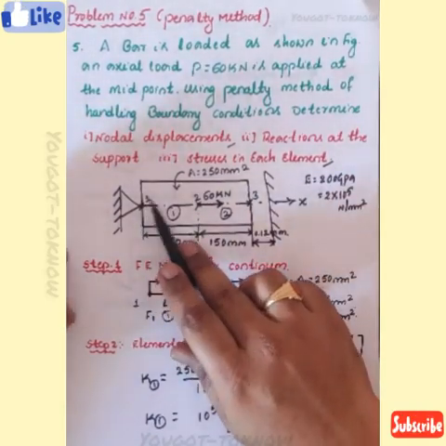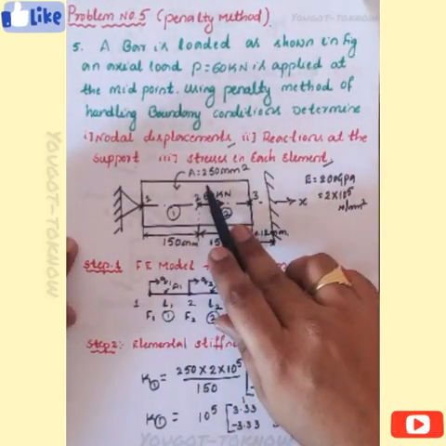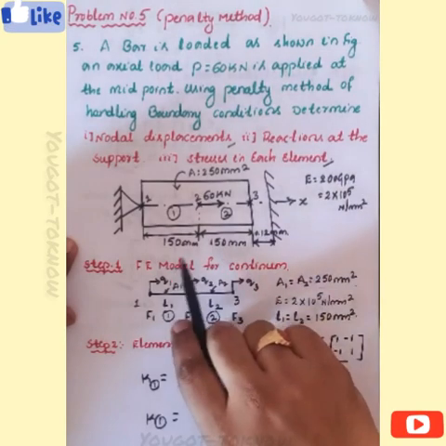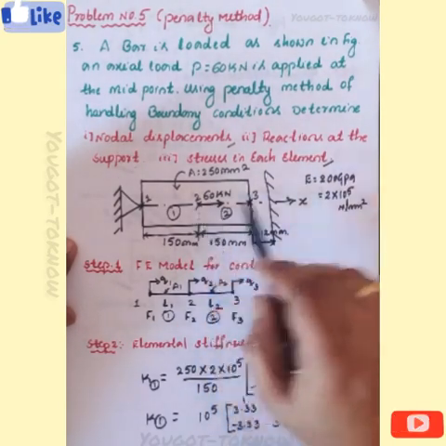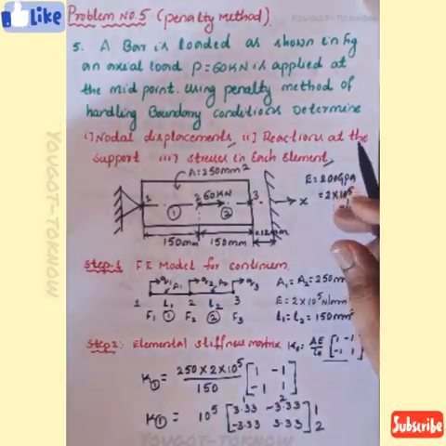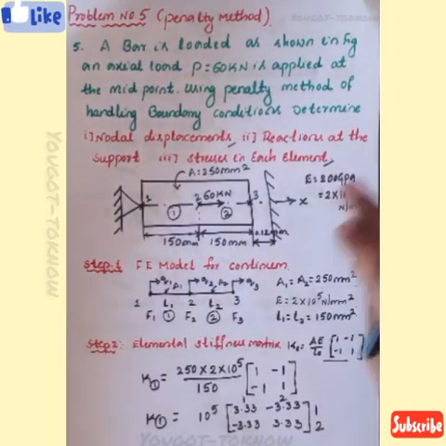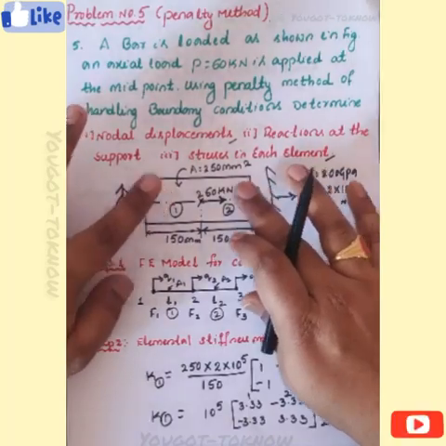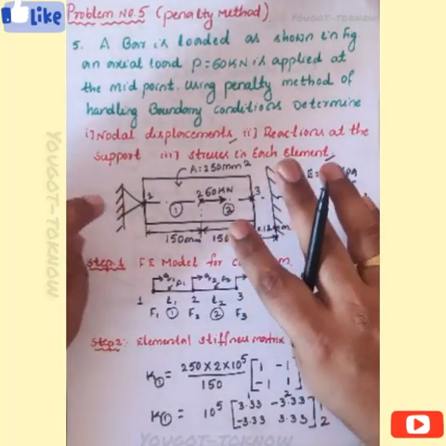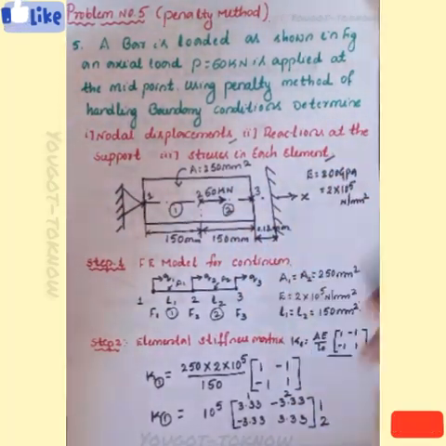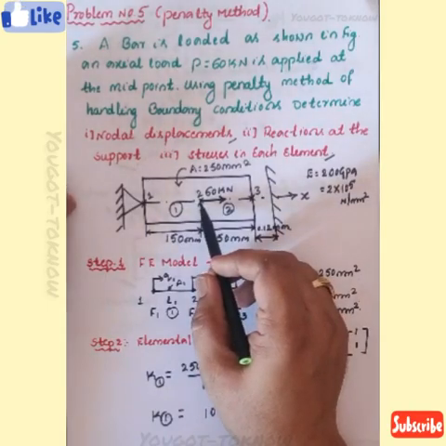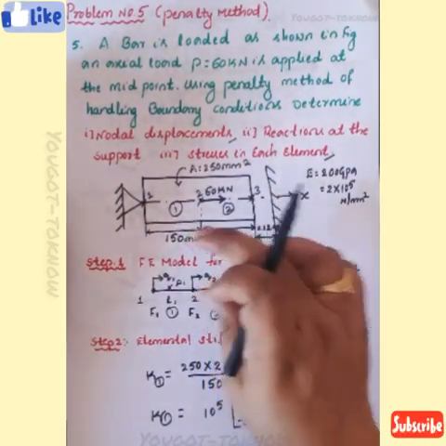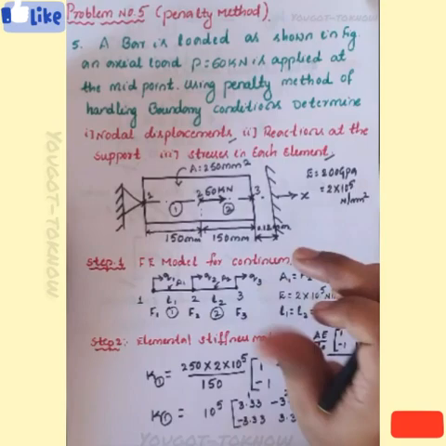Now if you observe, this is the problem given. The area is 250 mm square, Young's modulus is given, length is given, load applied at the midpoint is given. For this problem, first, even if you haven't done the node numbering, you should consider this as two elements. Why? Because the load is acting at the center. If the load is acting at the ends, we know it is a constant cross section, so we can use a single element and solve it.